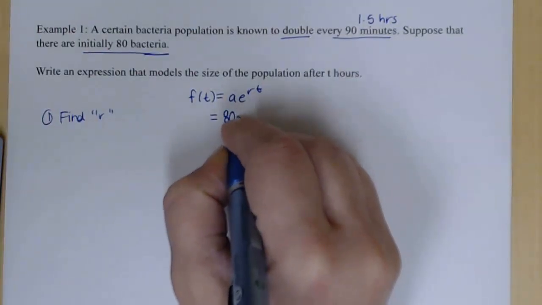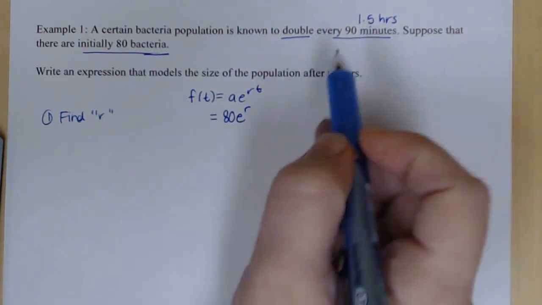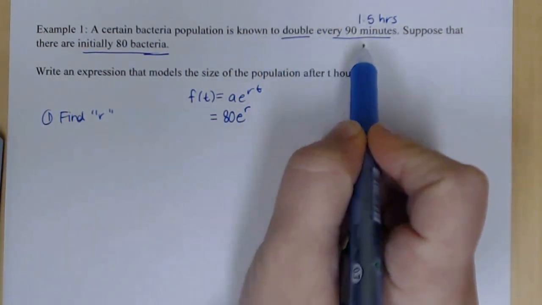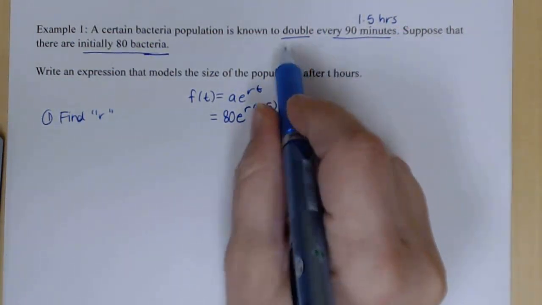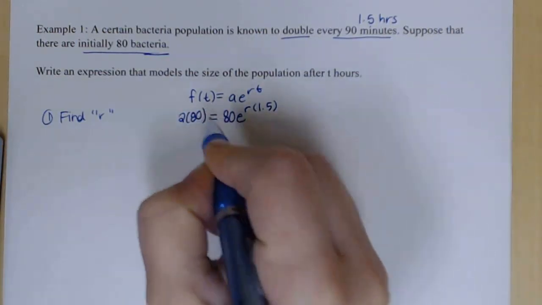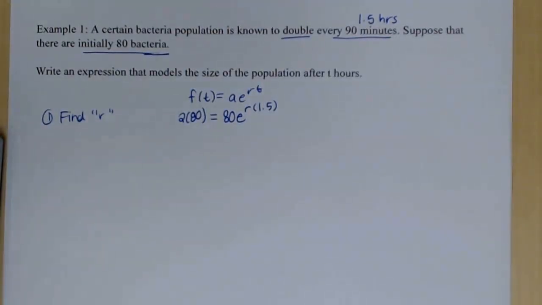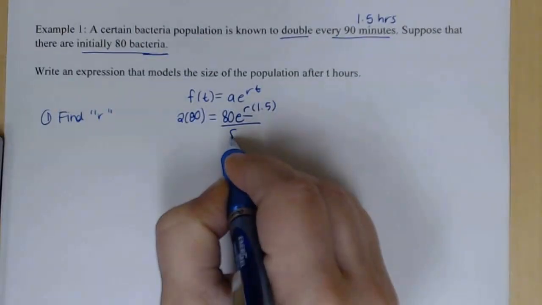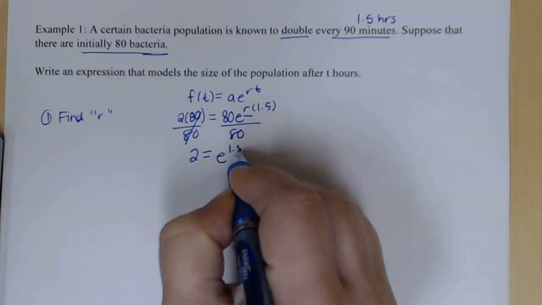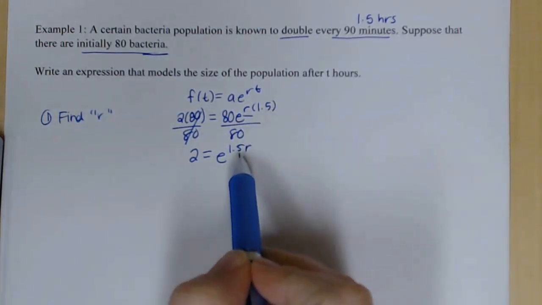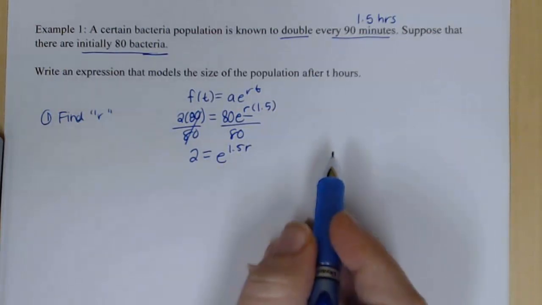So if I plug into this equation in order to find my R, 80 is my initial value, E to the, I'm trying to find R. Then I'm going to use this information here to help me figure out that R. So I know after 1.5 hours, so that's going to be my T, 1.5, I'm double, so double the 80. Now I have everything filled in, and I have one variable left, and I can solve for that R. So I'm going to divide by 80. I get 2 equal to E to the 1.5 R. Multiplication is commutative, so the order doesn't matter on that.